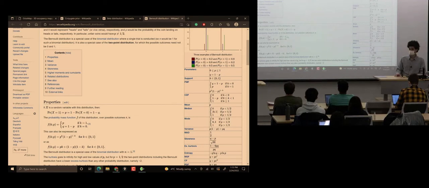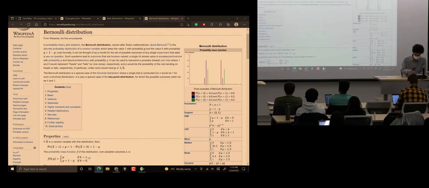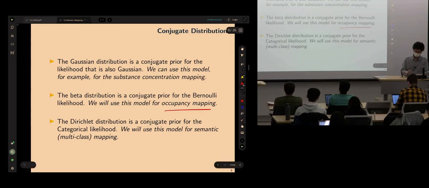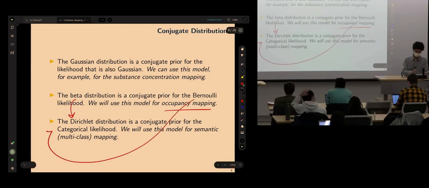And that's called categorical distribution. So it's not just two. It's not binary. It's categorical. There are k possible outcomes. So with this choice of modeling, we're going to go and model occupancy maps. Later, we generalize beta to Dirichlet and Bernoulli to categorical.